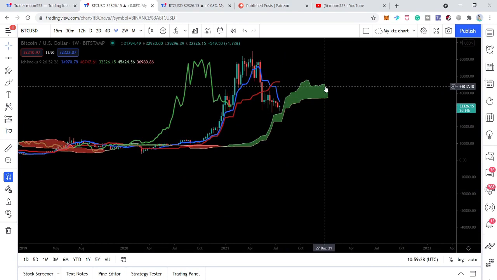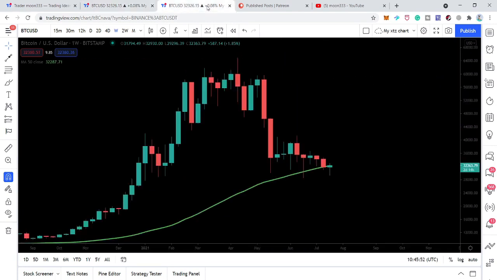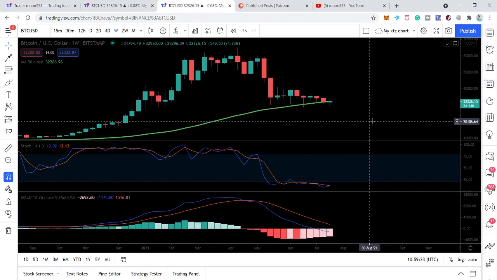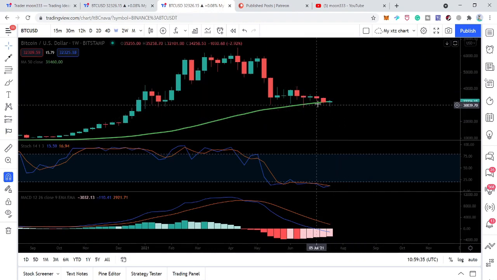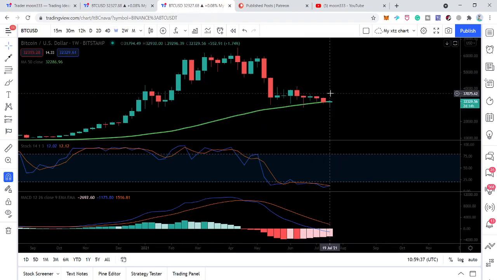At the same time, if we take a look at the same weekly time frame chart here, then the price line is also having very nice support of the 50 simple moving average on the weekly time frame.